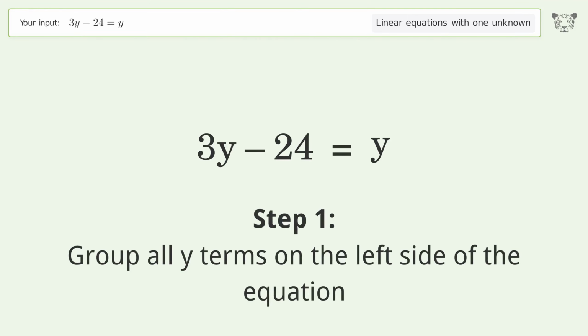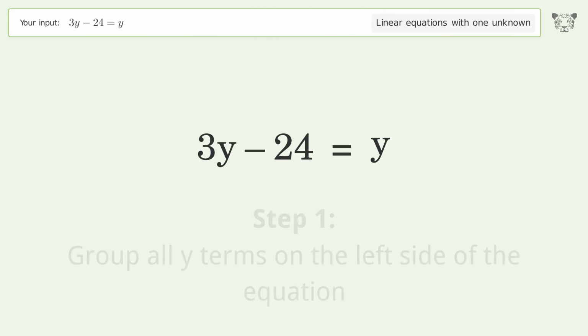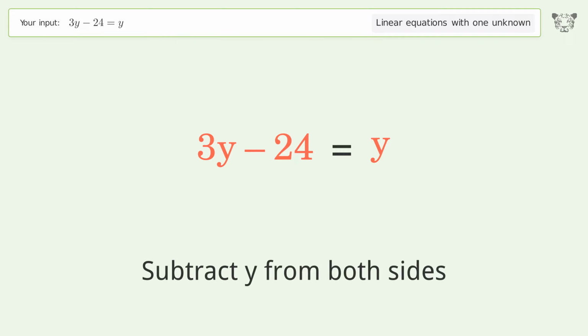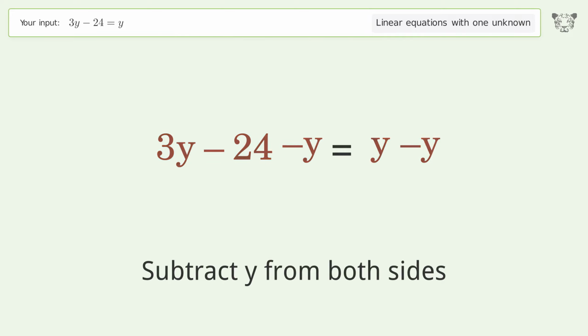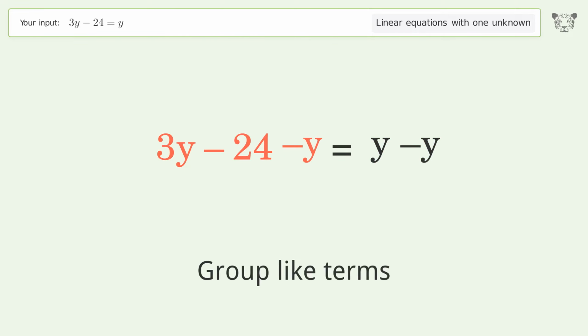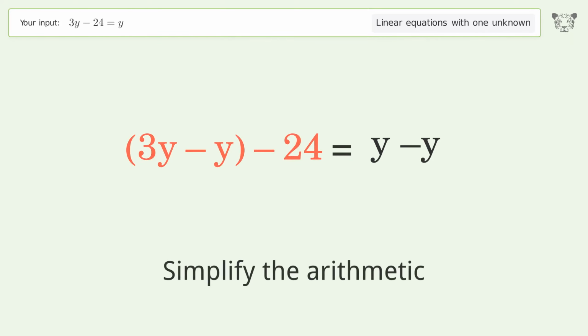Group all y terms on the left side of the equation. Subtract y from both sides. Group like terms. Simplify the arithmetic.